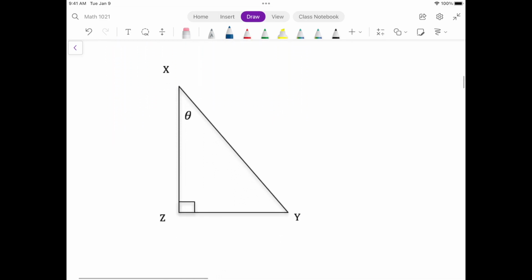Now for this one, pause the video, try and label the sides yourself, and then start the video when you're ready. So again, my first step is to find the hypotenuse. I'm going to look across from the right angle, and this side is my hypotenuse. The side opposite my angle is the opposite side, and the last side is the adjacent.